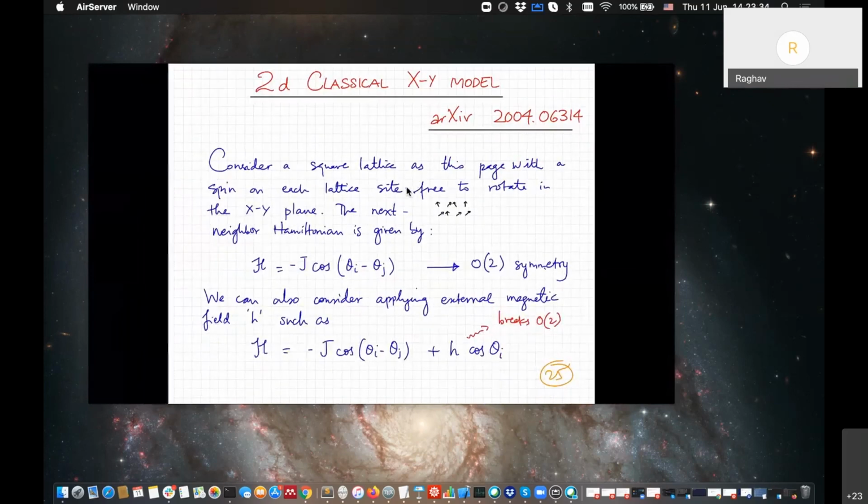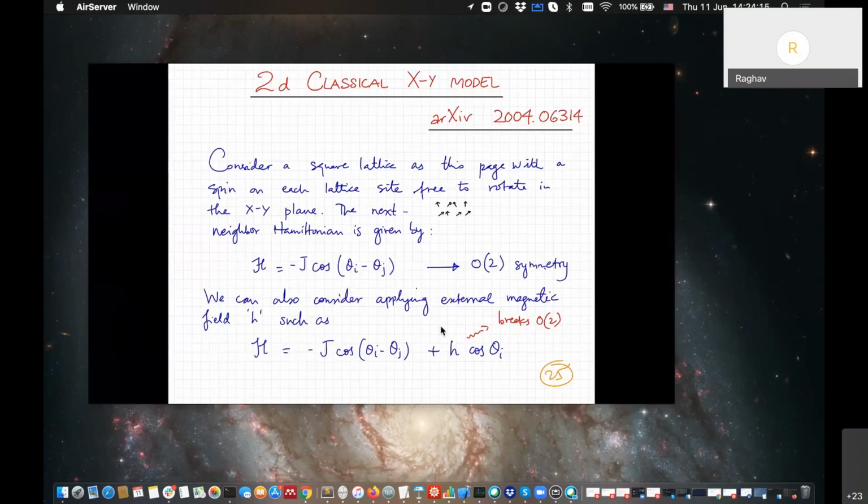For example, the Hamiltonian for this XY model is given by H equals minus J cos of theta i minus theta j. This model has O(2) symmetry, in the sense that if you take this two-dimensional square lattice and rotate all the spins by the same amount, the Hamiltonian doesn't change, because it depends on the difference of these two angles. But you can also add a magnetic field to this XY model, and that breaks the O(2) symmetry, because there is now a preferred direction, since I'm adding a term which is h cos theta i.